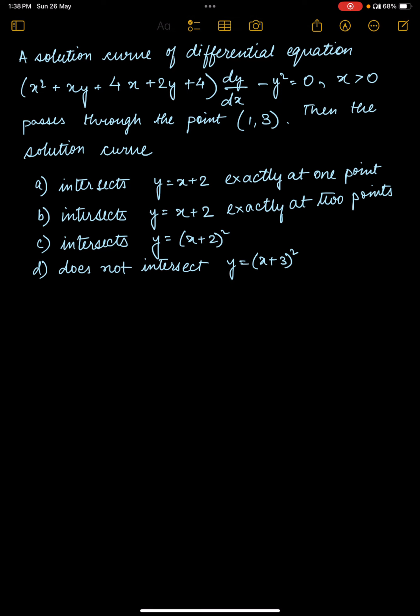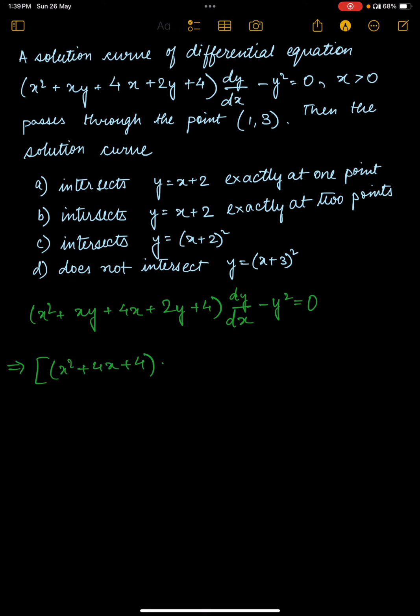So we are given x squared plus xy plus 4x plus 2y plus 4 in product with dy dx minus y square is equal to 0. We'll rearrange the terms to get x squared plus 4x plus 4 plus y x plus 2 in product with dy dx minus y square is equal to 0. So solving this differential equation is definitely easy. The main challenge comes when you have to address all the options. So we'll first quickly solve the differential equation to get the solution curve.